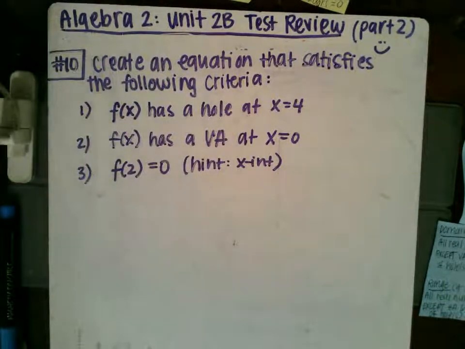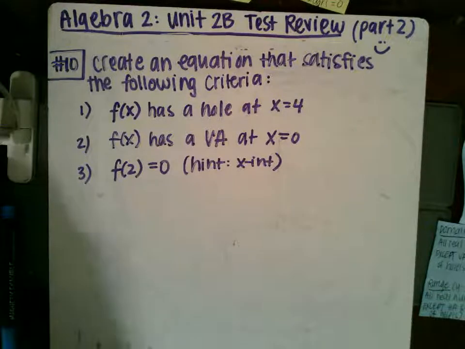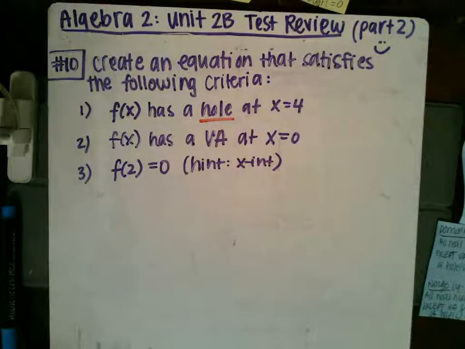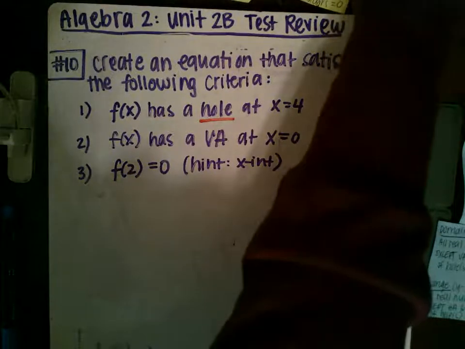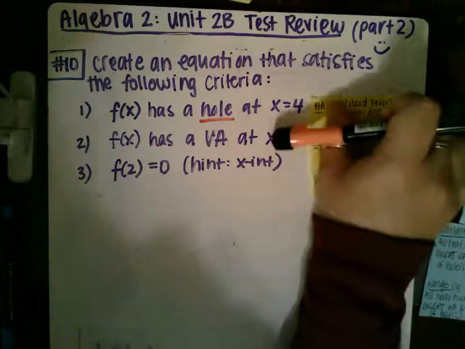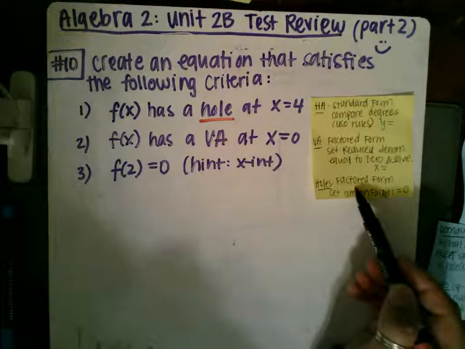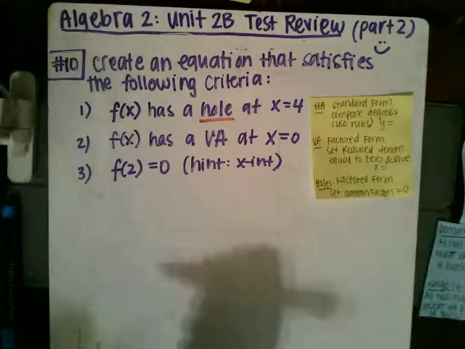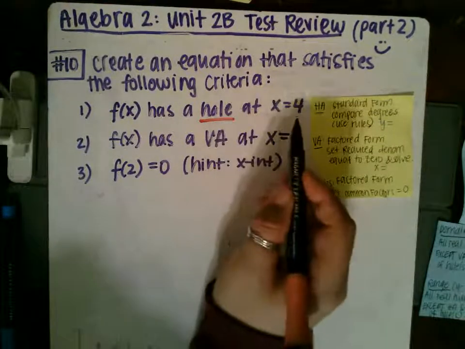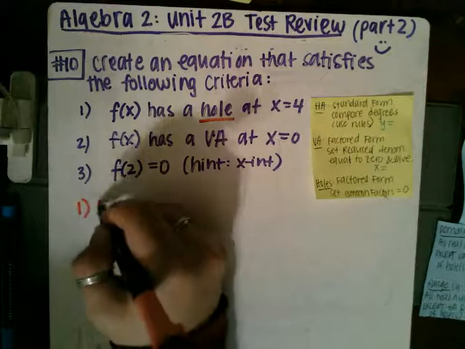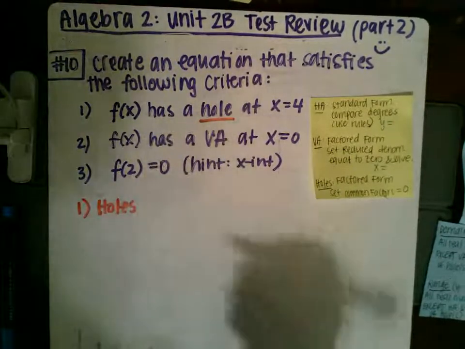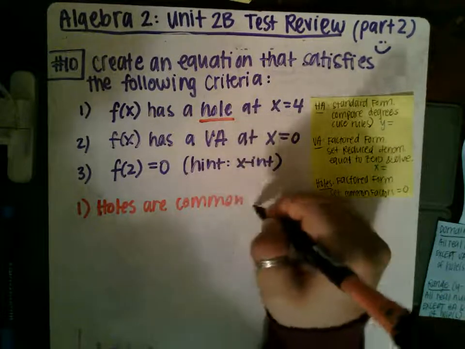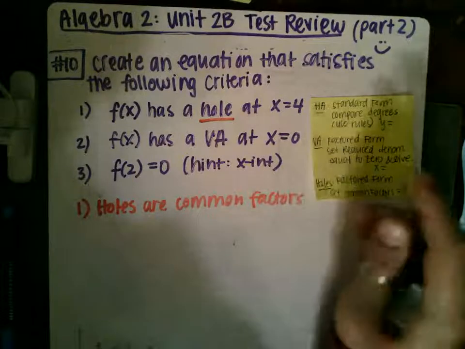Okay, so number 1 says it has a hole at x equals 4. Now, if we remember things about holes, right? Holes were factored form, and we set the common factors that were canceled equal to 0, right? So if I have a hole at x equals 4, so if I'm going to talk about holes, we know holes are common factors that cancel.